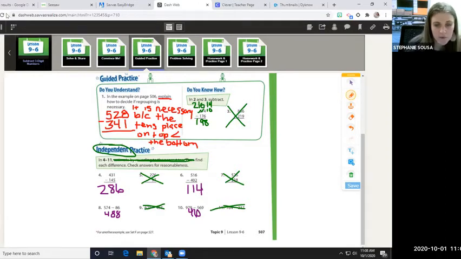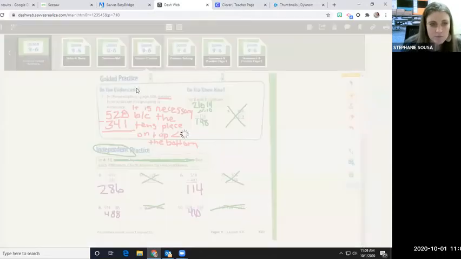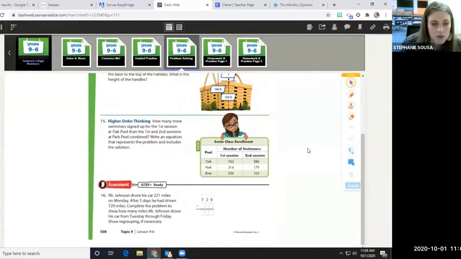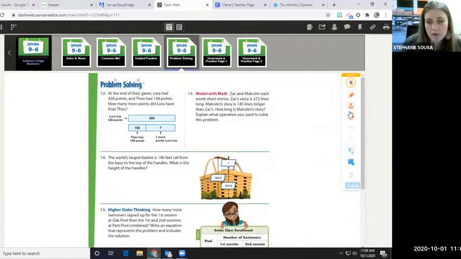Alrighty, awesome. We're going to go ahead and look at a couple of the problem solving pages, just a few. So go ahead and turn your page, please, to page 508. We're only going to look at a few of these. The ones that we are going to look at today are numbers 12 and 14. We're not going to look at anything else, just numbers 12 and 14.